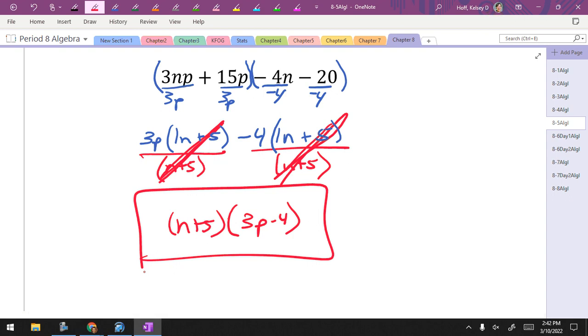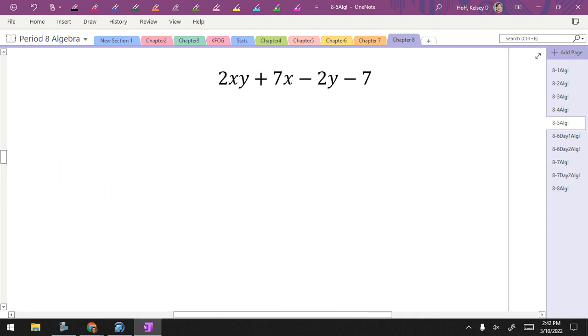Is that what we want to send it up to? Yes, exactly. Yep, 2 sets of parentheses. I want you to go to the right. 2xy plus 7x minus 2y minus 7. Do this all on your own once.